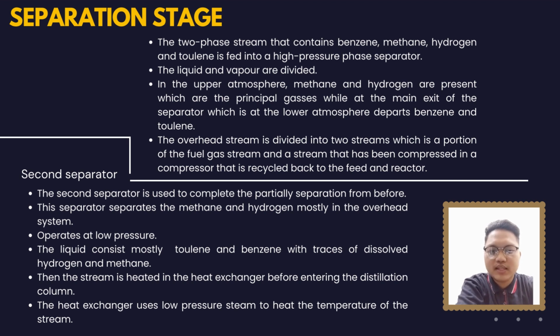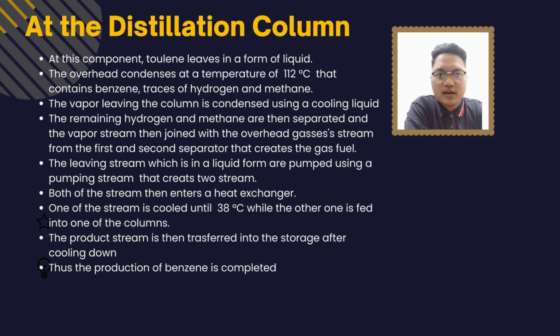Then the stream is heated in the heat exchanger before entering the distillation column. The heat exchanger uses low pressure steam to heat the stream. And last of all, at the distillation column, toluene leaves in the form of liquid. The overhead condenses at a temperature of 112 degrees Celsius and contains benzene, traces of hydrogen and methane.